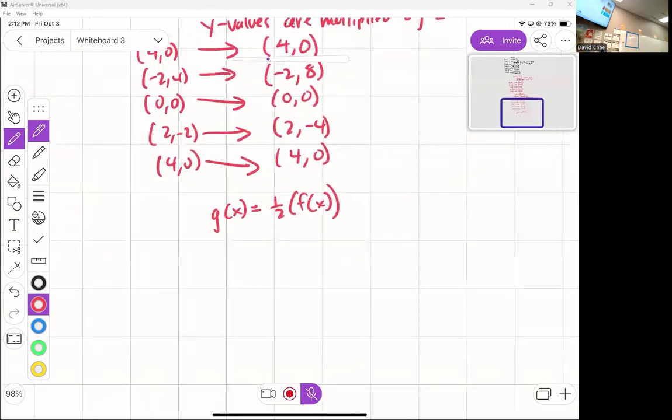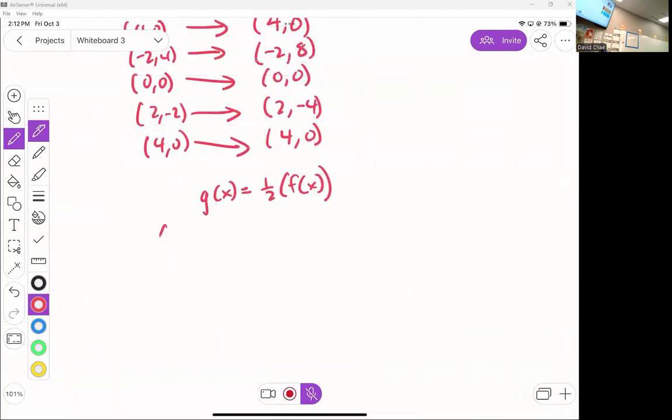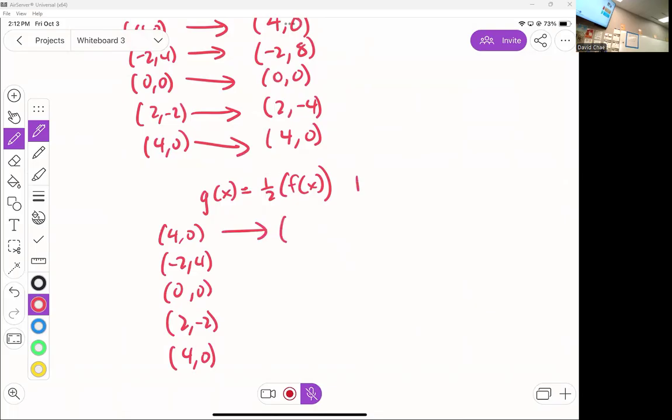All right. So now what happens here? We have -4, 0, -2, 4, 0, 0, 2, -2, and 4, 0. So now this is a vertical shrink, or compression, by 1/2. Again, if the 1/2 was inside the parentheses, then you would flip it over, right? But because the 1/2 is outside, you just leave it as is, and then go from there.